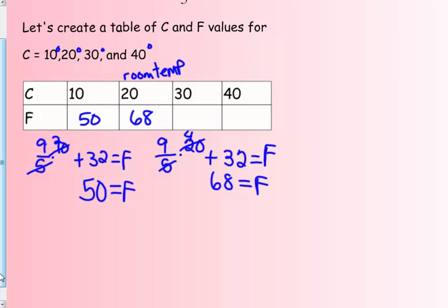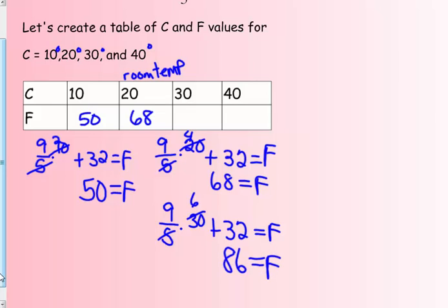30 degrees: same steps that I did with the 10 and 20. 9/5 times 30 plus the 32 will give me the degrees Fahrenheit. Plus, I know 30 is 3 times bigger than 10, so I could figure it out that way too. 9 times 6 is 54, plus 32 would give me 86 degrees Fahrenheit. So a 30 degrees Celsius day is a warm 86 degree Fahrenheit day.